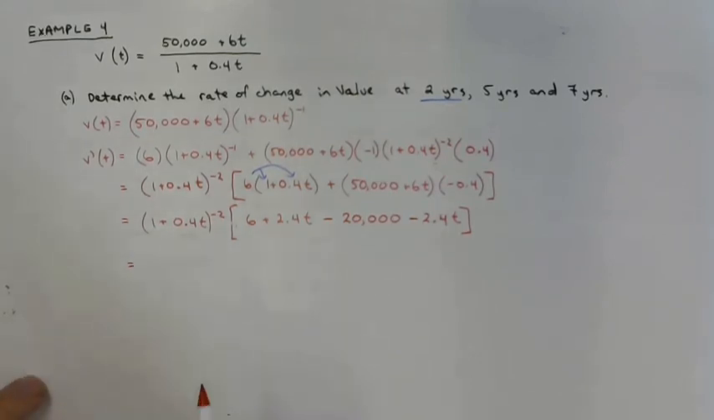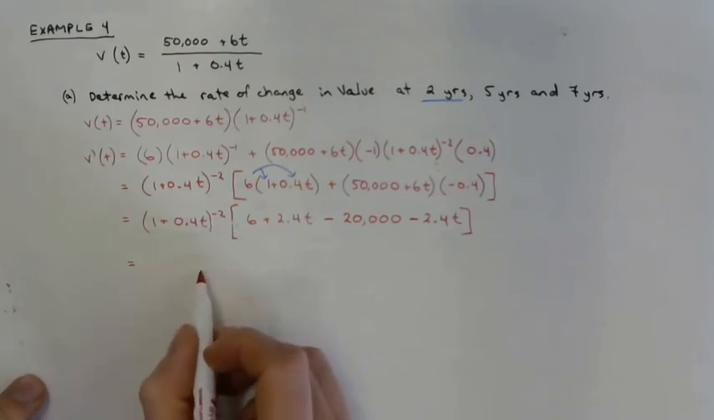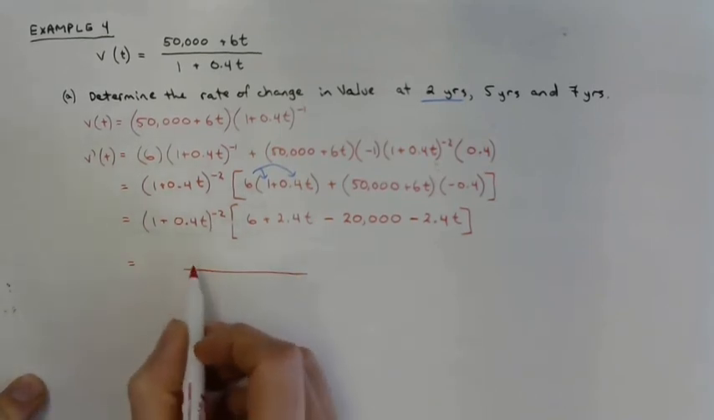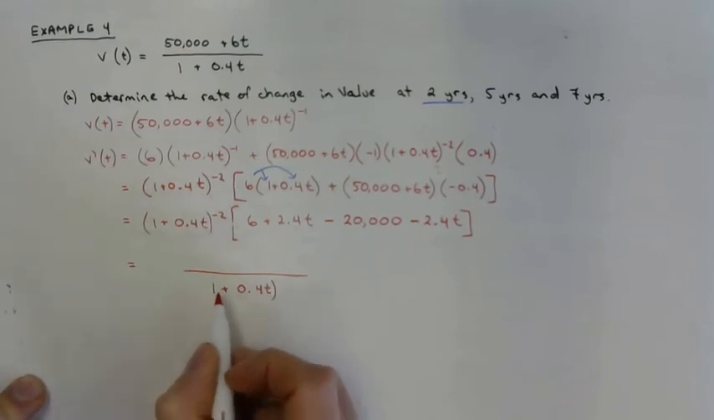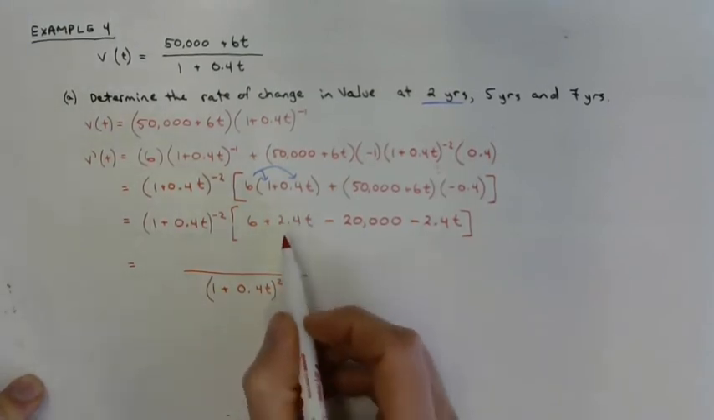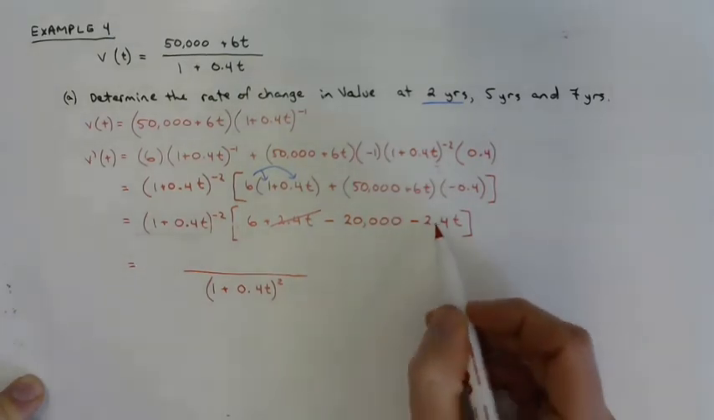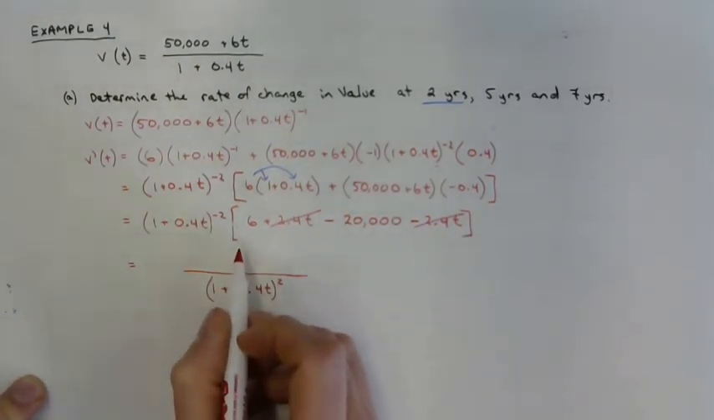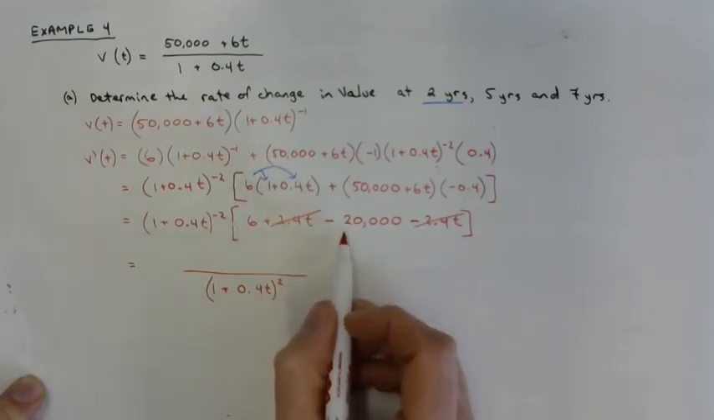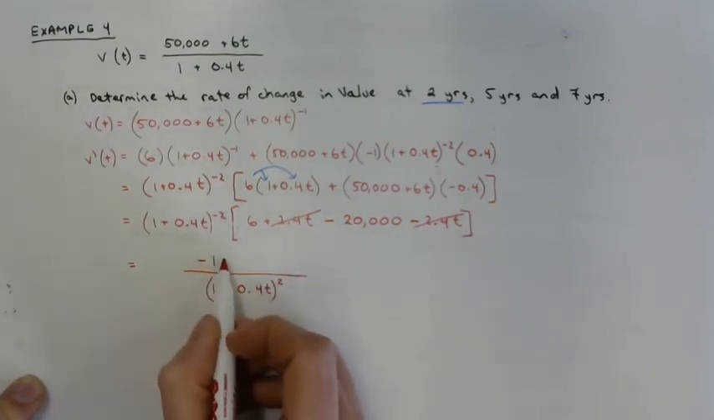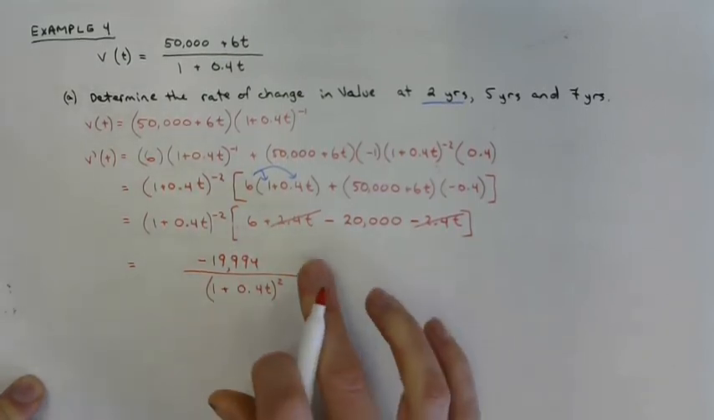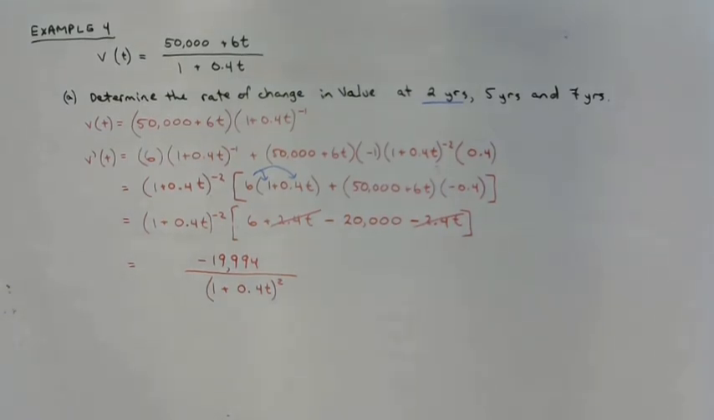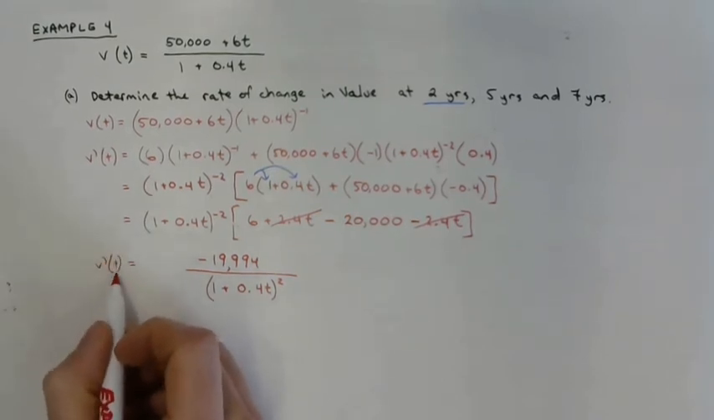And to simplify that, I'm going to do 2 steps at once. I'm going to put it back into a quotient with anything with a negative exponent in the denominator. So 1 plus 0.4t to the power of 2. And then in my numerator, we have positive 2.4t and negative 2.4t. And we have 6 minus 20,000, which is negative 19,994. Dun, dun, dun. That is the derivative of our value function.